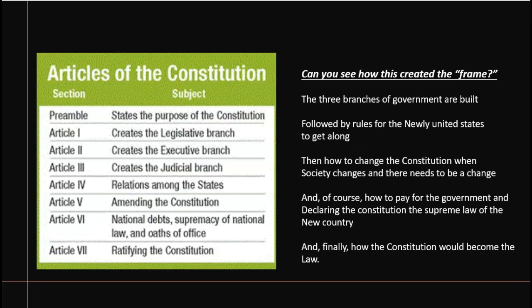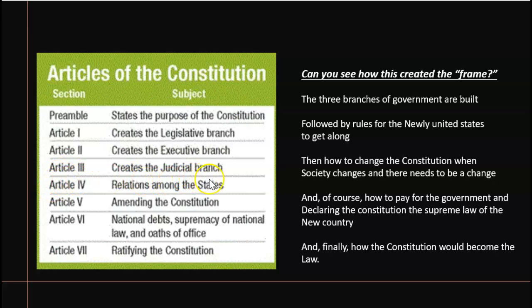The first thing in the Constitution is the preamble. The preamble is like the introduction. It says what the purpose of the Constitution is. Article 1 creates a legislative branch, Congress and Senate. Article 2 gives us a president. Article 3 gives us the judges and who's going to uphold the law that's contained in this Constitution.